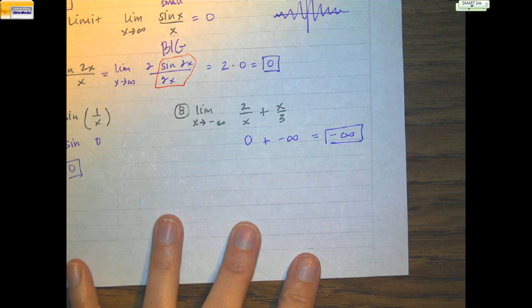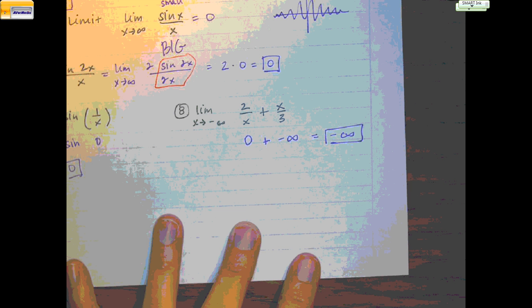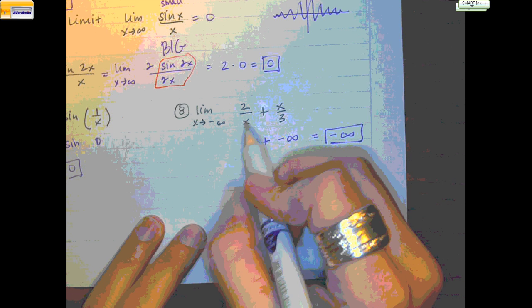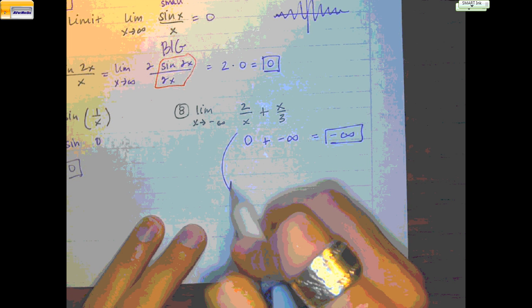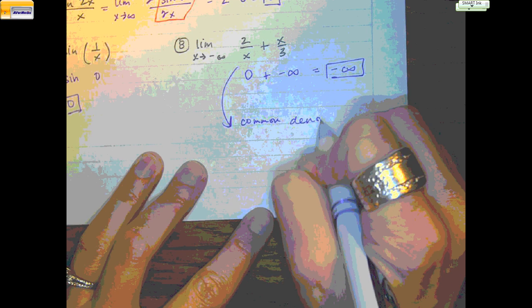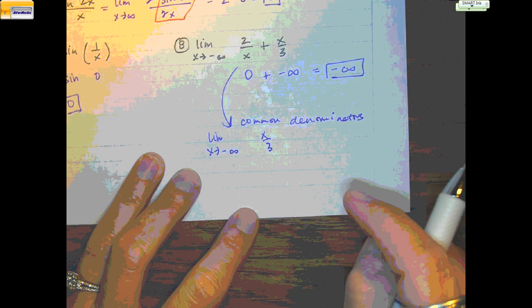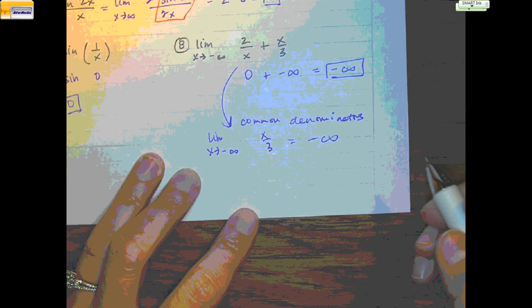But again, if you wanted to do common denominators, and I'm not going to take the time to do it, make yourself a note. If you did common denominators and put them together, you'd wind up with the limit as x approaches negative infinity of x over 3. If you put a negative infinity there, isn't it just approaching negative infinity? Yes. So you can do it that way if you don't want to think it through.